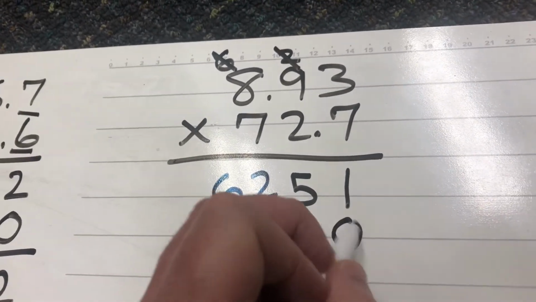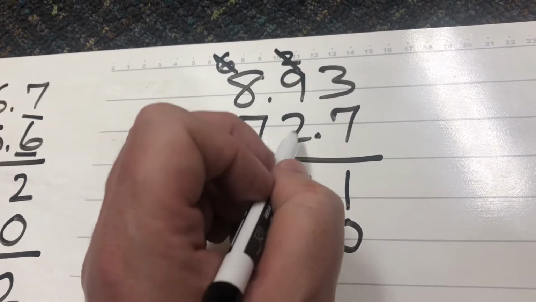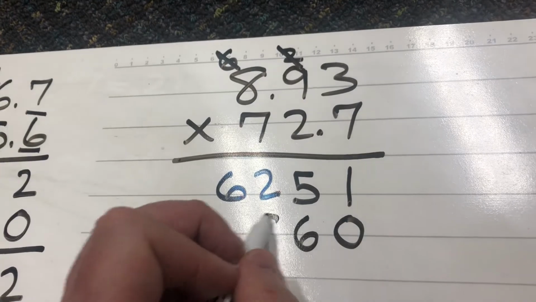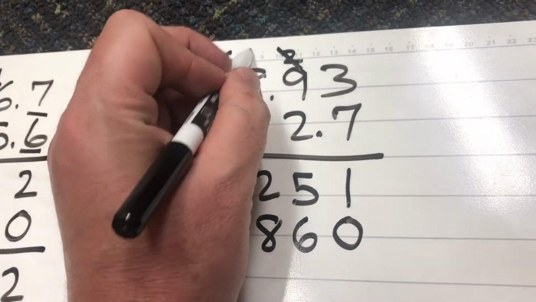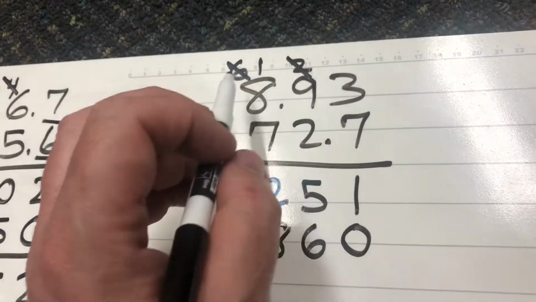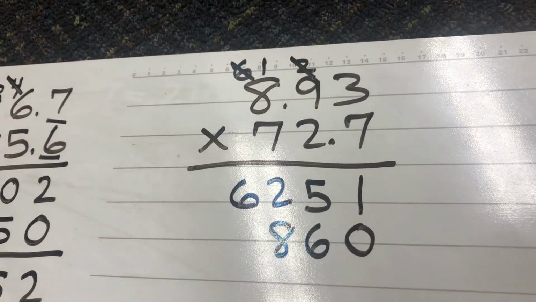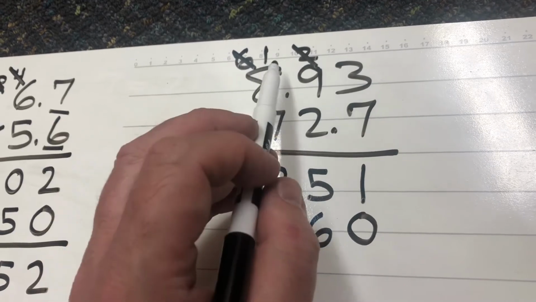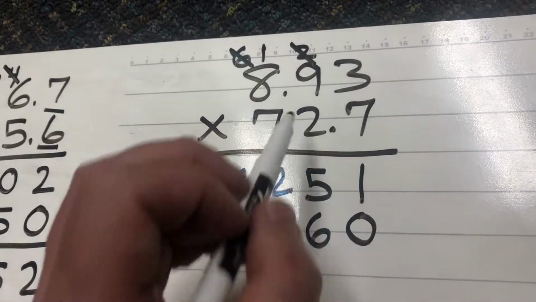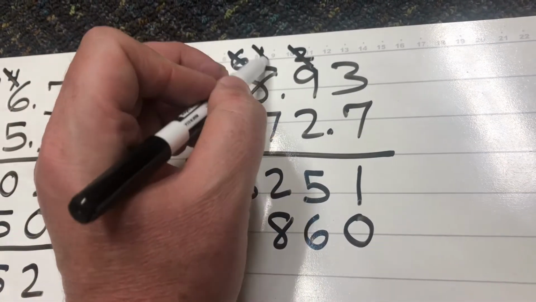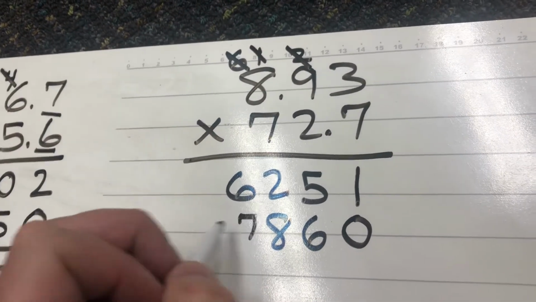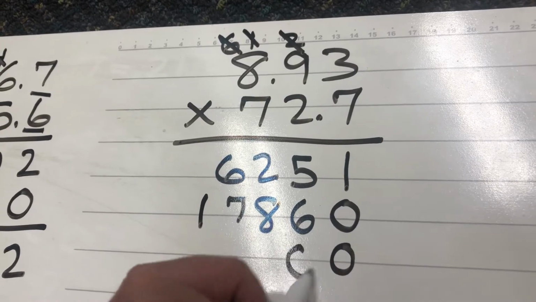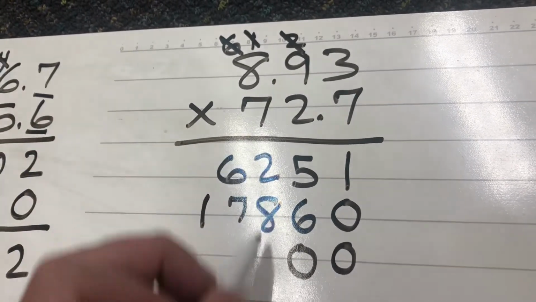I need to put a 0 here so everything lines up with my 2. 2 times 3, 6. 2 times 9 is 18. Put the 8 down, carry the 1. You'll notice the importance of crossing numbers off so I don't get confused. I used the 6 already. I don't want to accidentally use it again when I should be using the 1. 2 times 8 is 16, plus the 1, 17. Now I have to put 2 zeros, so everything lines up with my 7.